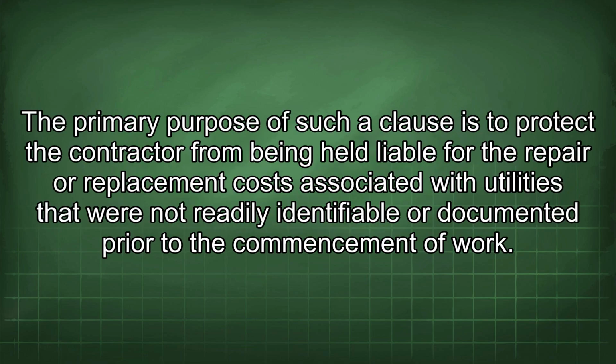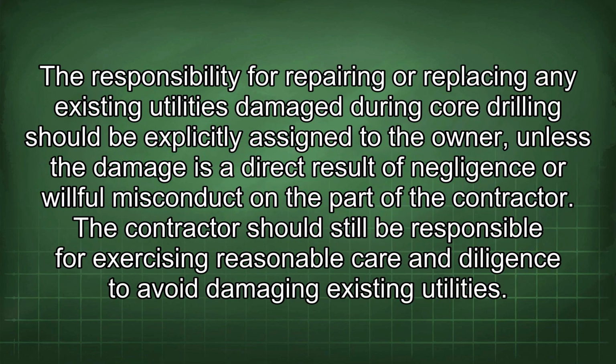The primary purpose of such a clause is to protect the contractor from being held liable for the repair or replacement costs associated with utilities that were not readily identifiable or documented prior to the commencement of work. The responsibility for repairing or replacing any existing utilities damaged during core drilling should be explicitly assigned to the owner, unless the damage is a direct result of negligence or willful misconduct on the part of the contractor. The contractor should still be responsible for exercising reasonable care and diligence to avoid damaging existing utilities.